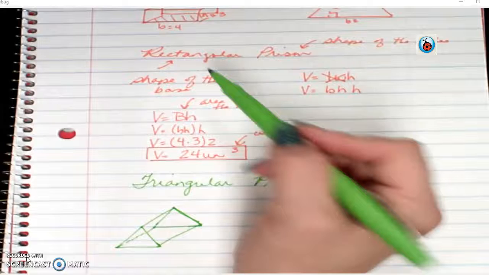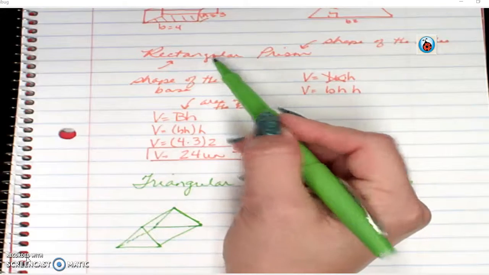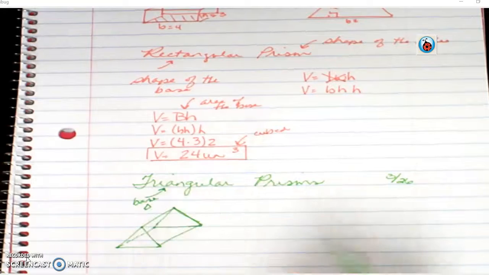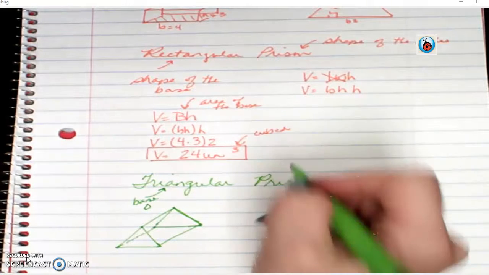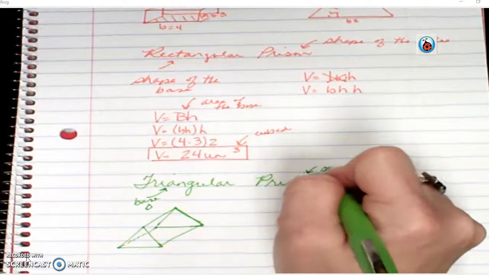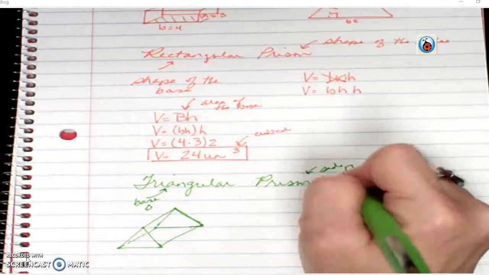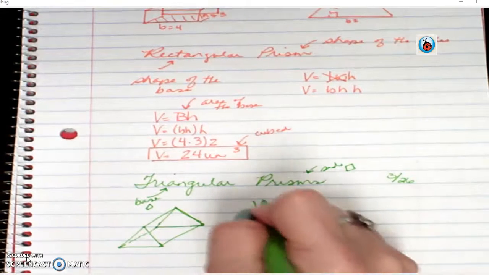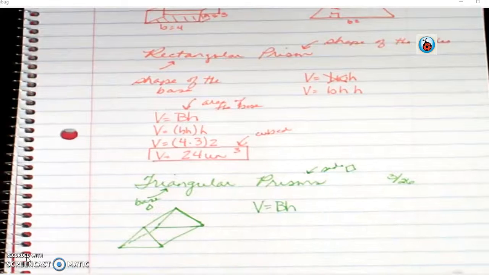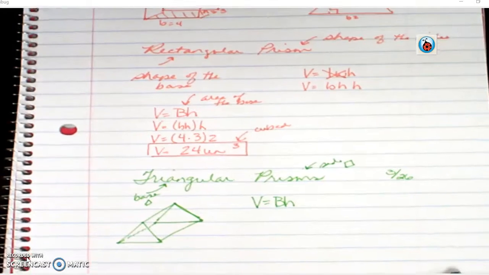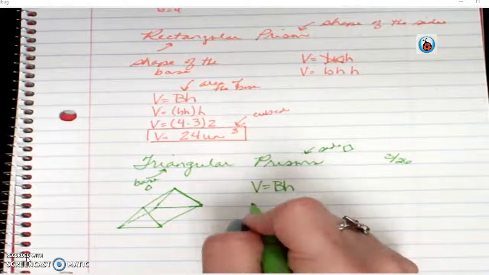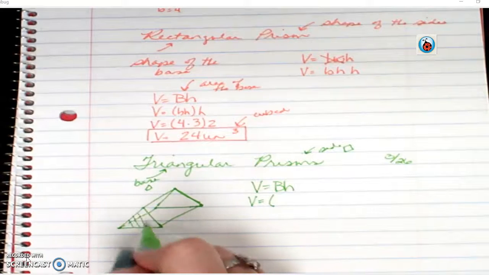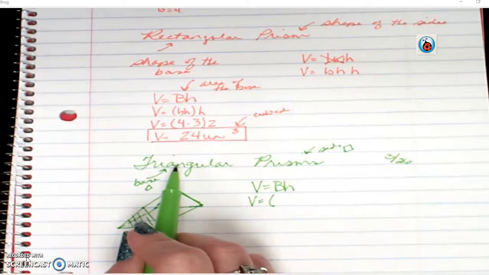So if you remember, rectangular meant the shape of the base. So that means this time your base is going to be a triangle. Your sides are going to be rectangles. So, same formula. That's the beauty of using that formula for volume, it works for every shape. The difference is, this time, the area of the base is this triangle, because it says so in the name.